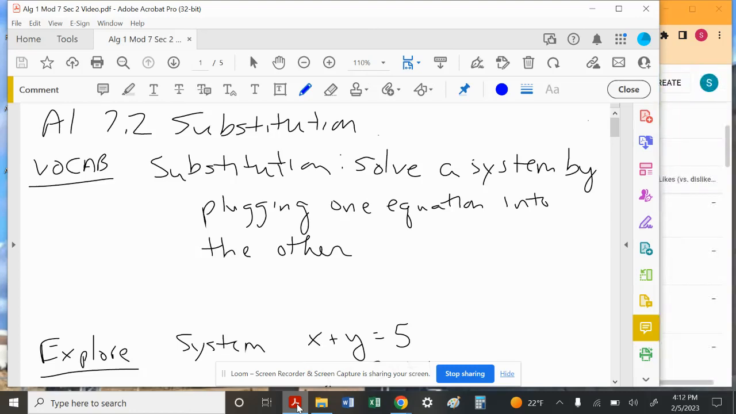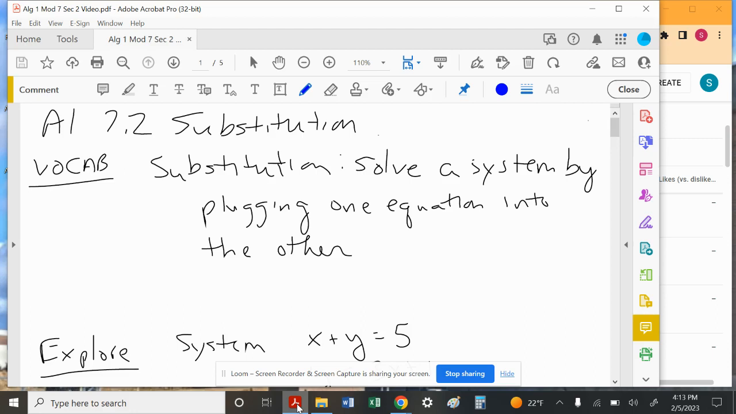We're going to now move into section 7.2, and we're going to start dealing with substitution. So in 7.1, we looked at graphing. In 7.2, we look at substitution. And then in the last two sections, we're going to be looking at elimination. So we'll get through those as well.